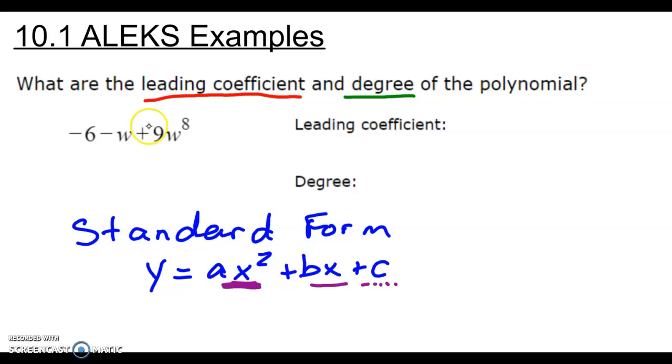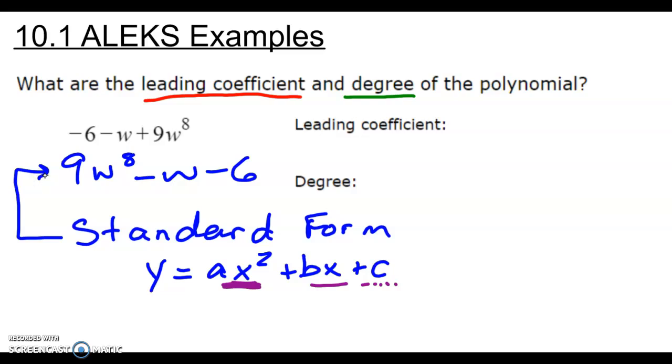So in order for us to get this into standard form, we need to rewrite it with the biggest variable first, which is going to be the 9w to the 8th. Okay, so we're going to have a positive 9w to the 8th first. The next biggest variable exponent is just the single negative w. It's a minus w happening. You want to keep that positive or negative with it. And then the minus 6 is last. That constant is always going to be last. That value that is just a number. So you've got the 9w to the 8th minus w minus 6.